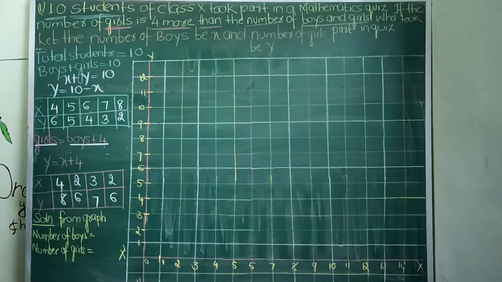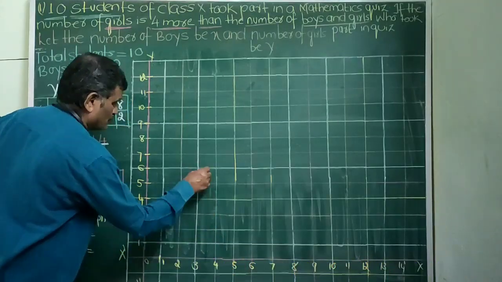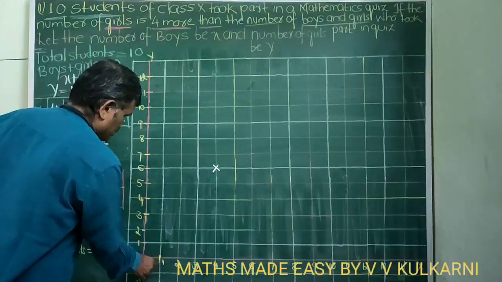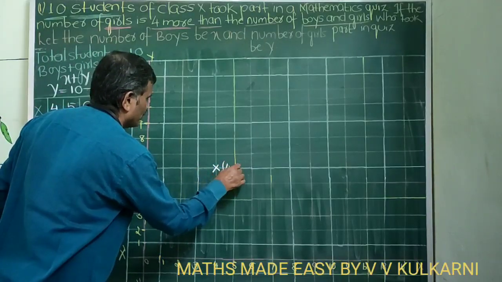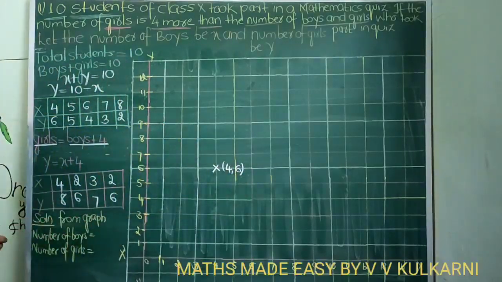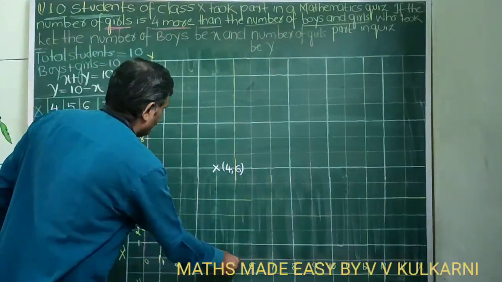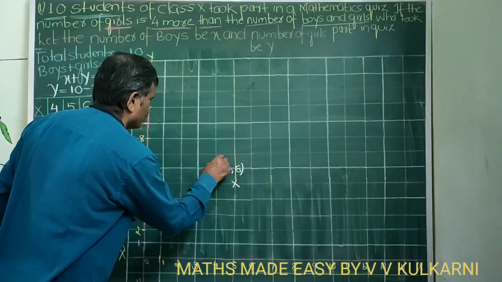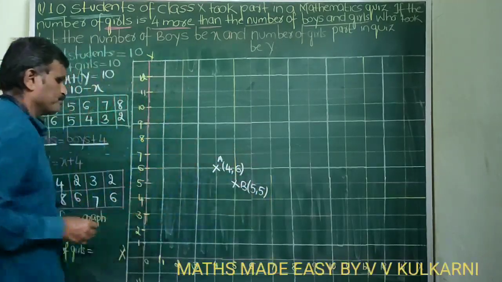Now let us plot the graph. How to plot the graph? When X is 4, Y is 6. So the point will lie here. This is X is 4, Y is 6, so I'll call it 4 and 6. Then when X is 5, Y is 5. See here, X is 5 and Y is 5. So this point, if you want, you can call it A. This is B, 5 and 5.